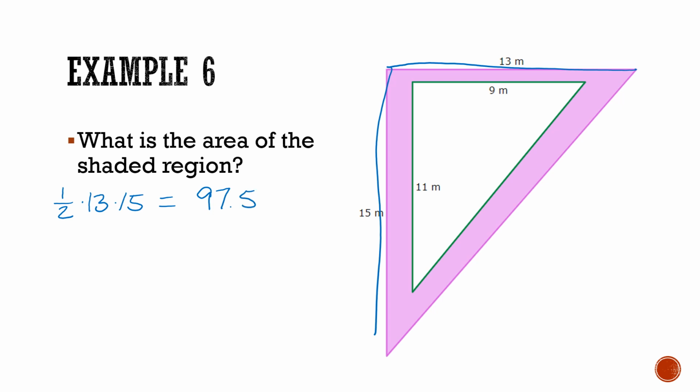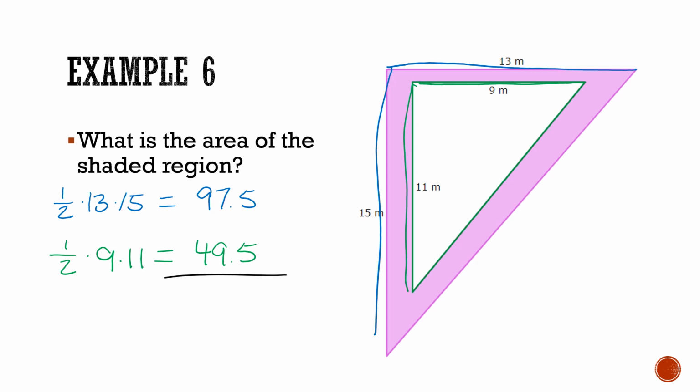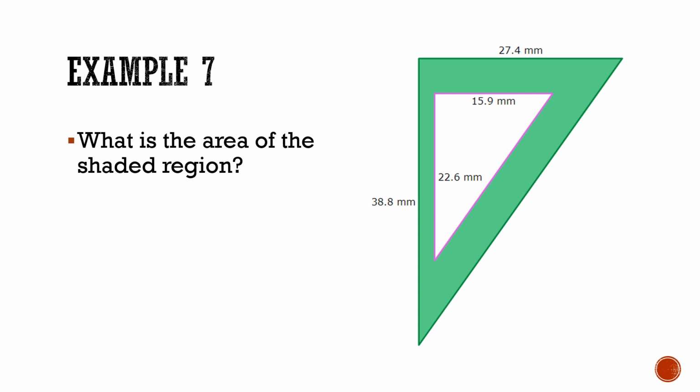Then I'm going to do the same for the white triangle. So a half times the base of this one, which is 9, by 11. So a half times 9 times 11 equals 49.5. And again, I will subtract those two, which leaves me with 48, and that is 48 meters squared. Pause your video and try example 7.